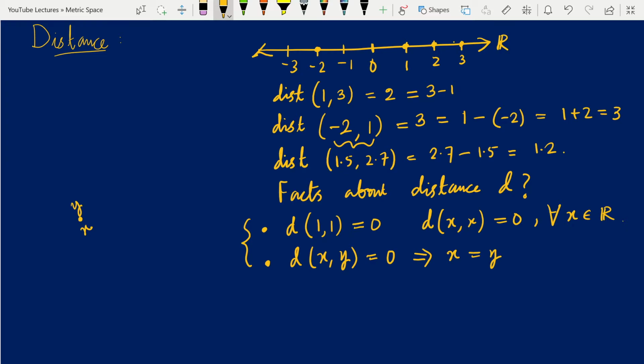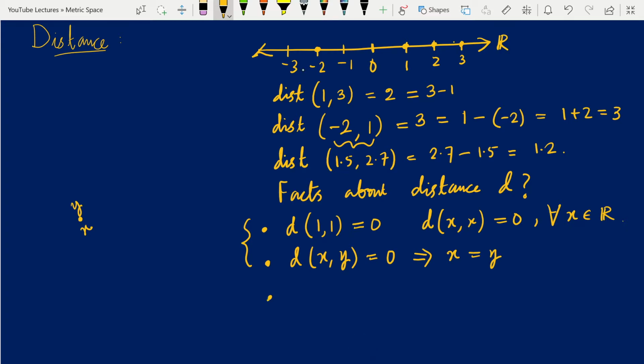Okay, and secondly, if I say that the distance between me and my friend is 0, then that should imply what? That I and my friend are standing at the same place. Now what another fact do you know?